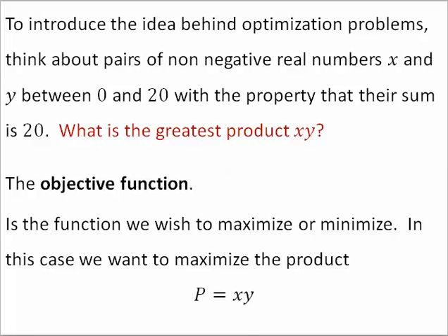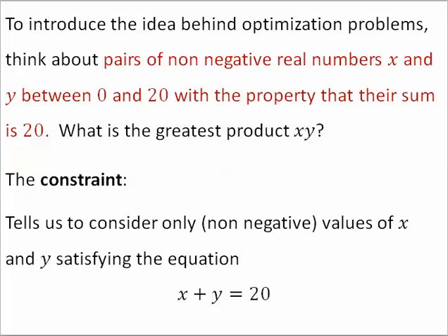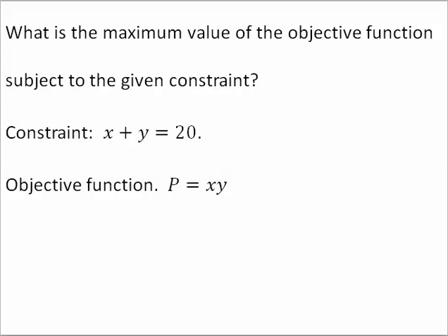The objective function is the function we wish to maximize or minimize. In this case, we want to maximize the product xy. The constraint tells us to consider only non-negative values of x and y, satisfying the equation x plus y equals 20. What is the maximum value of the objective function subject to the given constraint?